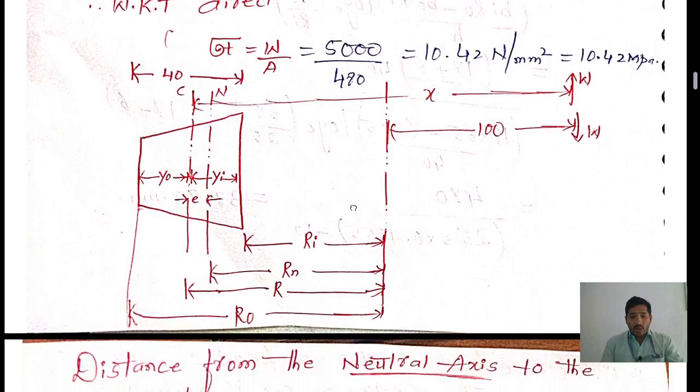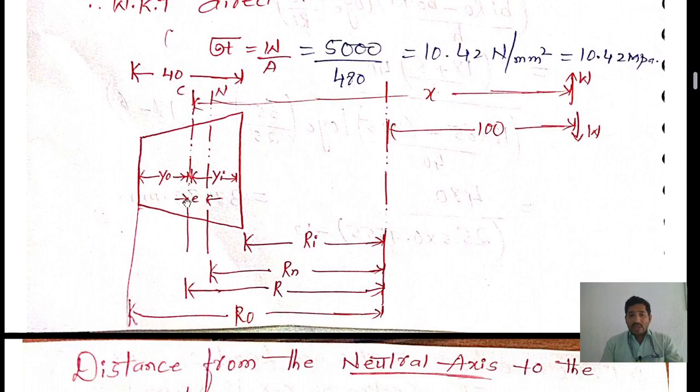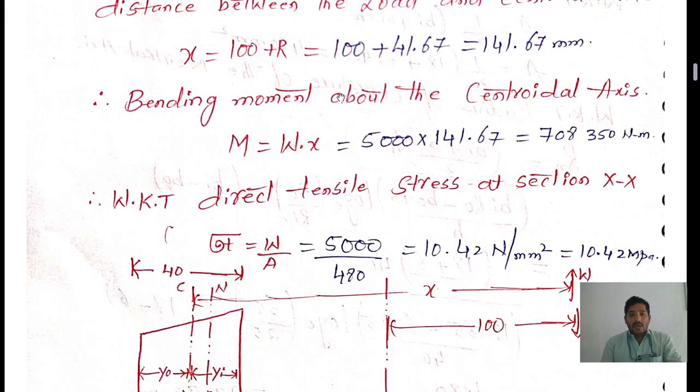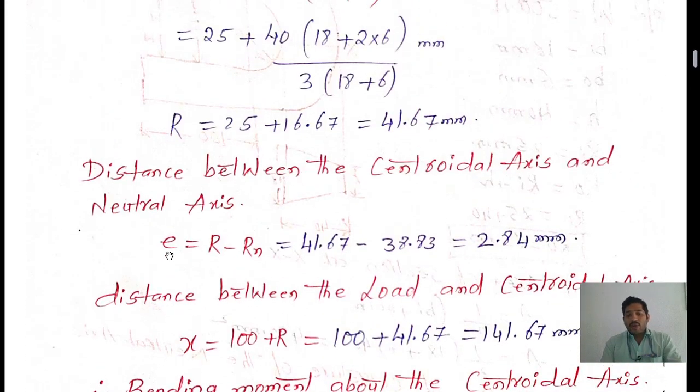So how do we find the centroidal axis? The eccentricity lies in between the centroidal axis and the neutral axis. For that reason, we want to find out e. So e is equal to the distance R, the centroidal axis, minus Rn, which represents the neutral axis. R is 41.67, minus the neutral axis 38.83. If you subtract 41.67 minus 38.83, you will get the answer 2.84 mm.